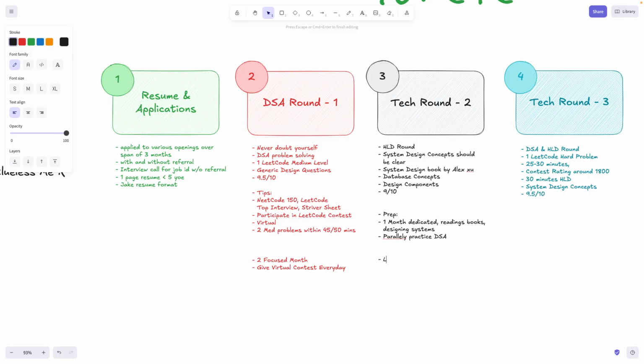Now it comes to LLD also, right? I was not specifically asked LLD in any of the rounds, but if I have to give tips, then 2 months focused on LLD, along with revising HLD and DSA. So that should be my plan, right? In LLD, you have to do design patterns, all of those things.